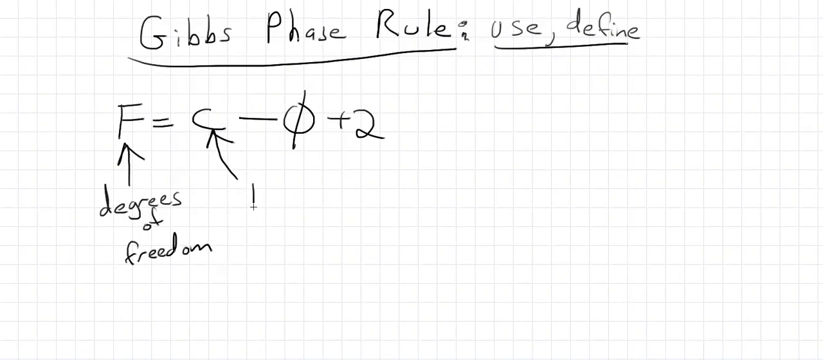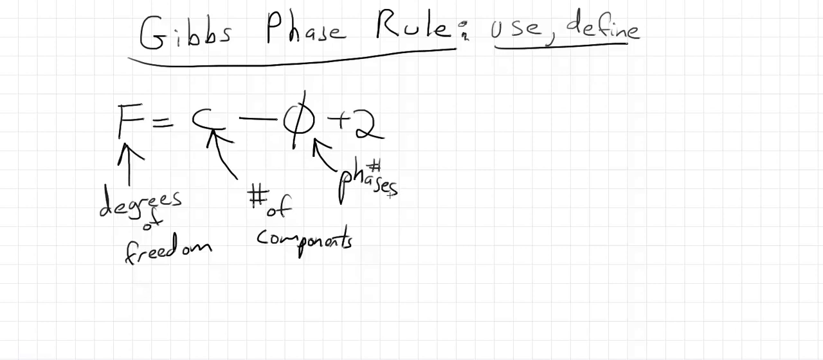C is the number of components. So how many separate chemicals are in the system? Phi, it's like a Greek P, is the number of phases, the Greek pH, right? The number of phases. Okay? So let's talk about how we could use Gibbs phase rule.